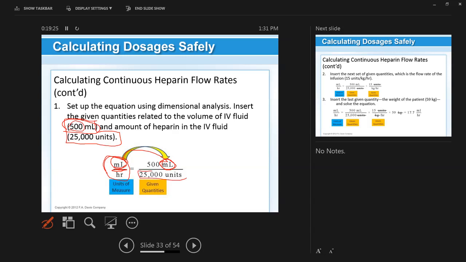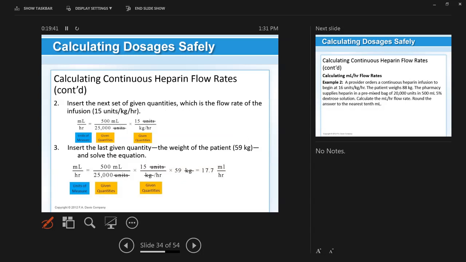This bag of fluid is married. It can't be separated. The drug company put this much heparin in this many milliliters, so those can't ever be separated because we aren't adding more medication or more fluid. Those numbers need to stay together. So we are at this step right here. Our answer is asking for milliliters per hour, and we're left with units here. How are we going to get rid of units? We're going to get rid of units by putting units up here.